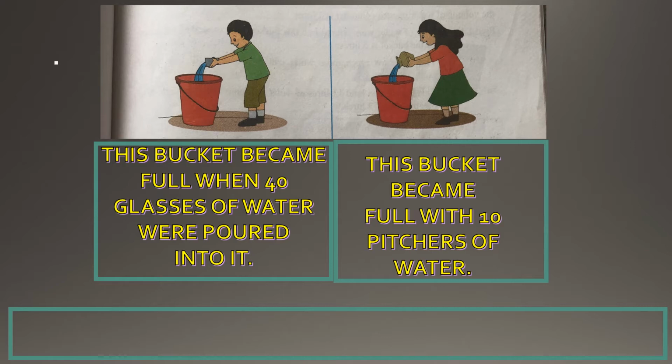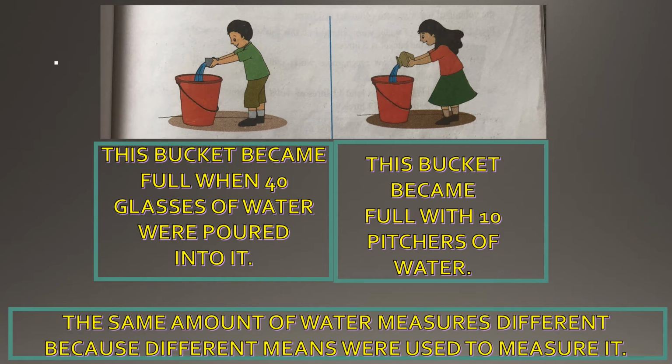So does this mean, children, that the water filled in both the buckets, which are the same, is different? The same amount of water measures differently because different means were used to measure it. Nandu is using a glass and it is smaller in size. That is why he had to pour water many times to fill the bucket. Whereas Sonu was using a pitcher which is larger than the glass used by Nandu. So she could fill the bucket more quickly.